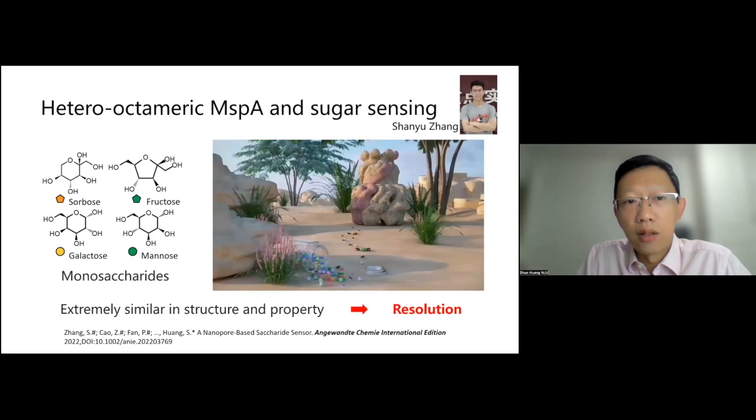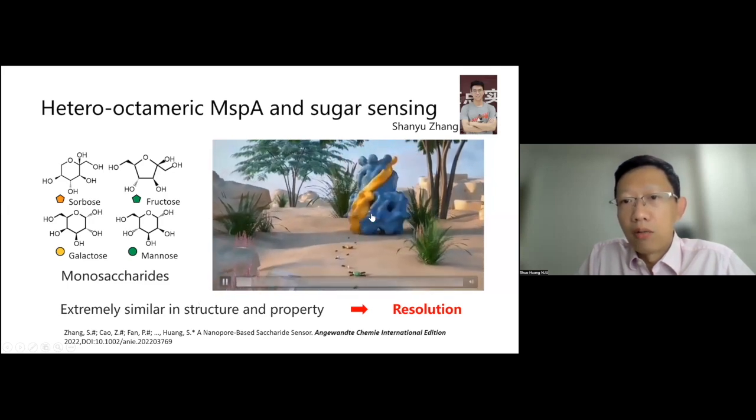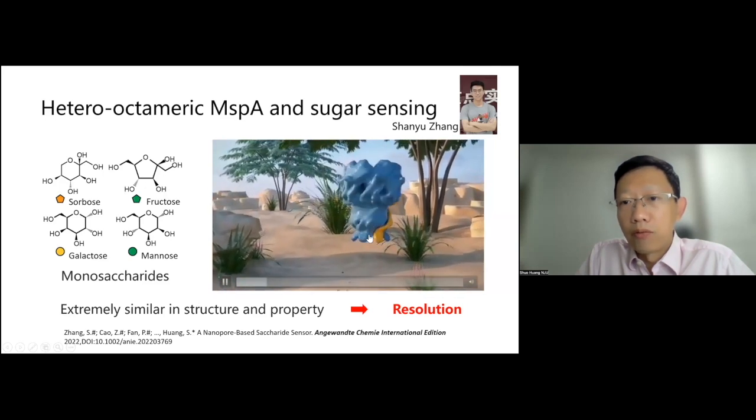The next thing is saccharide. You might be surprised why I'm talking about saccharide. It's because saccharide is a next step towards RNA. These are four monosaccharides. They have exactly the same molecular weight. With this kind of nanopore, we still have another thing to do, which is to make it heterooctameric. This MSP nanopore is an octamer, which means engineering of this nanopore is very difficult. But instead, we can make it a heterooctamer so that one of the monomers will be different from the others.